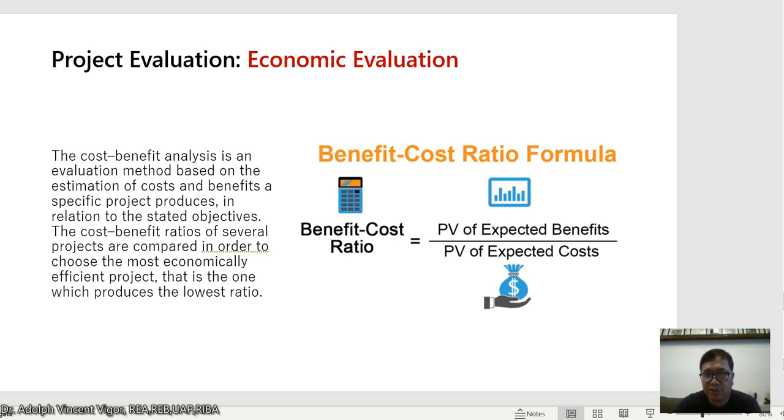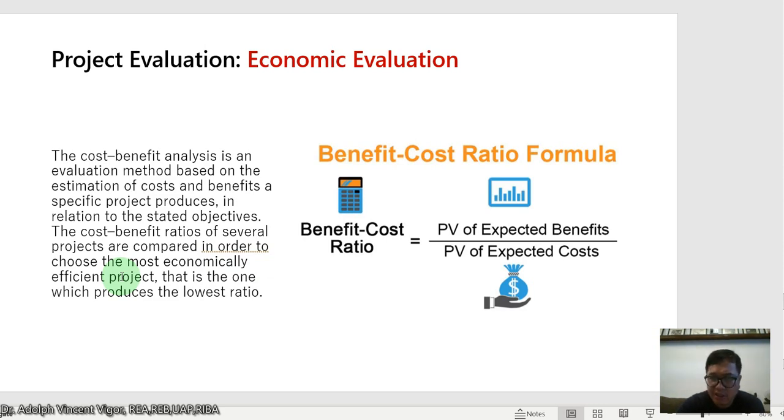So for the project evaluation or the economic evaluation, you have here the benefit cost ratio. The cost benefit analysis is an evaluation method based on the estimation of costs and benefits in a project, and the benefit a specific project produces in relation to the stated objectives. So the cost benefit ratios of several projects are compared in order to choose the most economically efficient project.